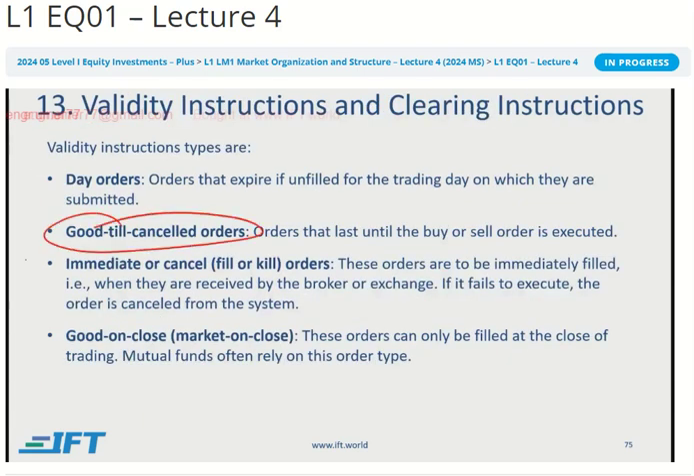Now, good till cancelled stays valid until you cancel it yourself. In reality, of course, it gets cancelled after approximately 6 months. But as far as the theory is concerned, good till cancelled means it will stay open until you cancel it yourself, or it's filled. Number one.